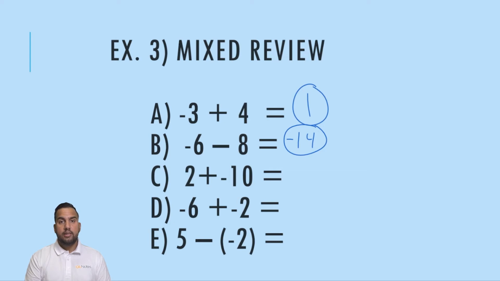C. 2 plus -10. How many negatives do you have? You have 1. So what am I going to do? Subtract. Bigger minus smaller. 10 minus 2 is 8. The bigger number is 10, so it's going to be -8.